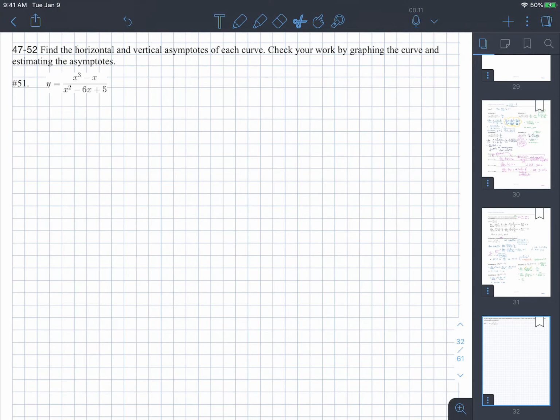This is section 2.6. Yeah, it is section 2.6, right? Question number 51. Right here, guys, right?